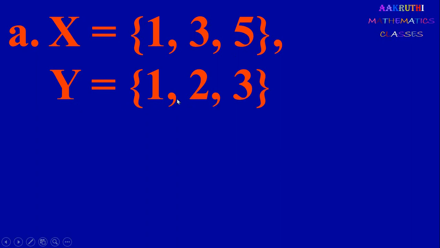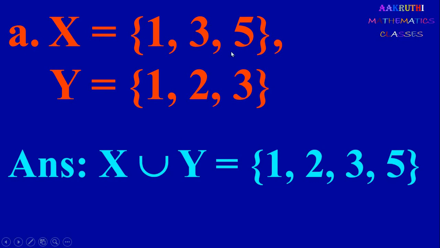Now here first you have to find the union, that is X union Y. So you have to write all the elements. Here we have 1, 2, 3 and 5. So therefore the union is {1, 2, 3, 5}. Writing all the elements together is called the union.